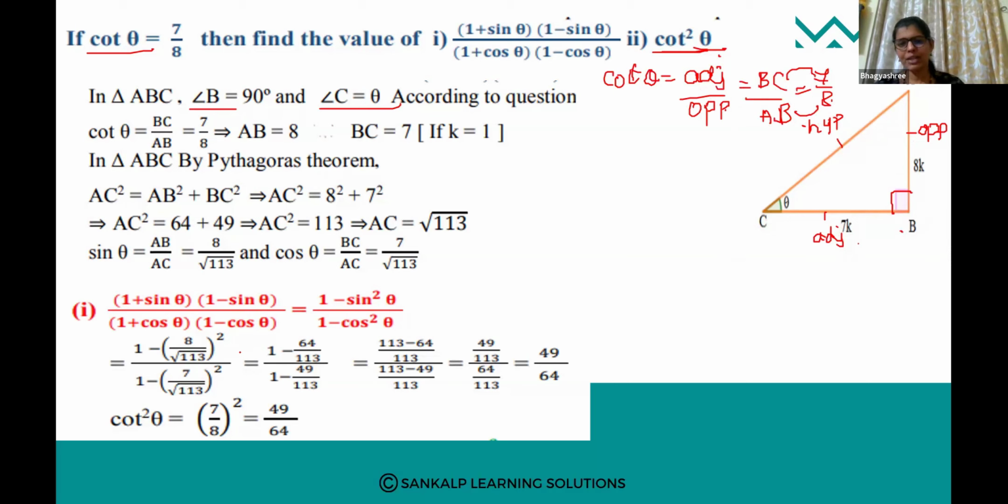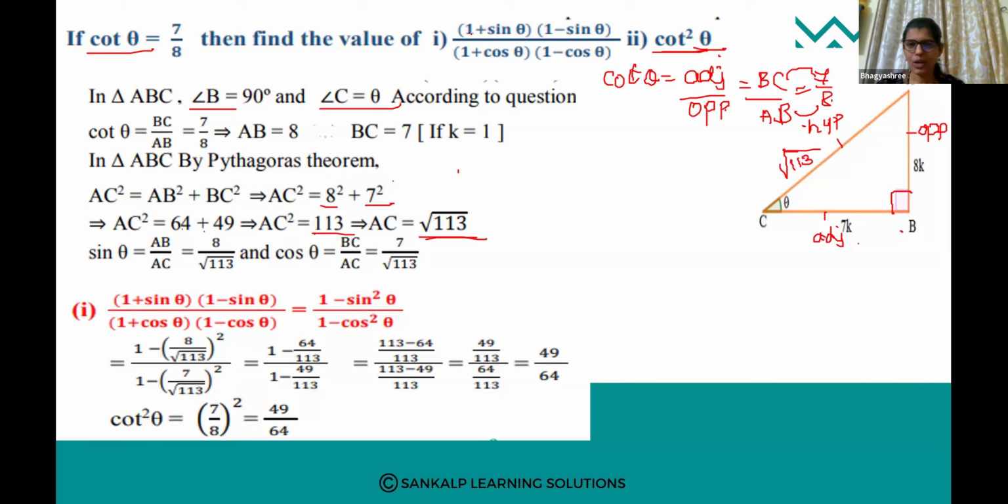Again we'll use Pythagoras theorem. AC square is equal to AB square plus BC square. We want AC only. So AC square is equal to AB value is 8 and BC value is 7. So 64, 8 square is 64, 7 square is 49. AC square is 64 plus 49 is 113. AC square is equal to 113. Then AC is equal to square root of 113.